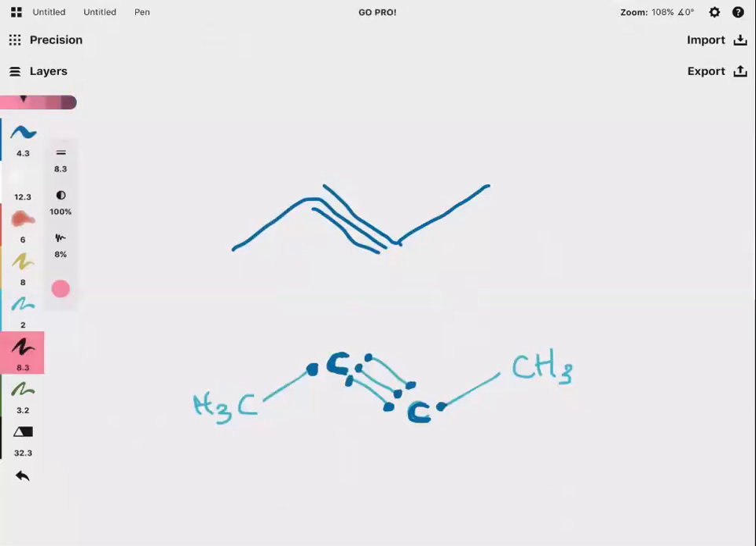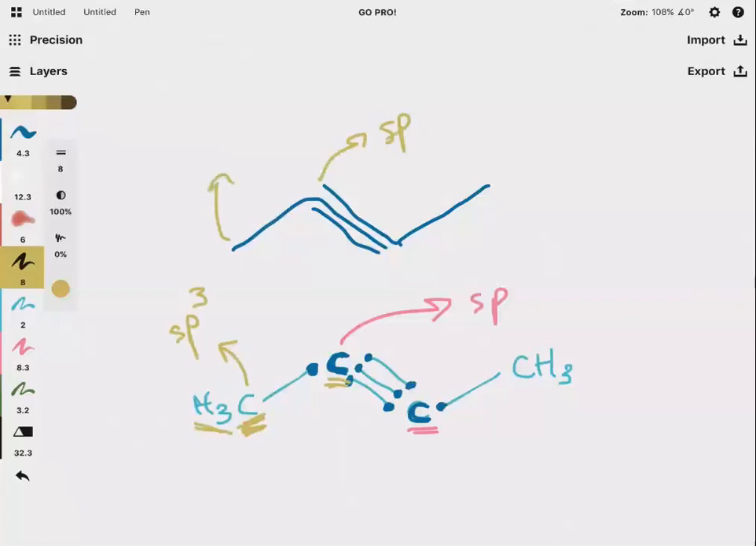So what would the hybridization be of this carbon right there? So it's only bonded to 2 things, this carbon and that carbon. So that's an sp. What would the hybridization be of this carbon right here? So hopefully you said sp3, because it's bonded to 4 things, 3 hydrogens and 1 carbon. So this is an sp atom, and that's an sp3 atom.